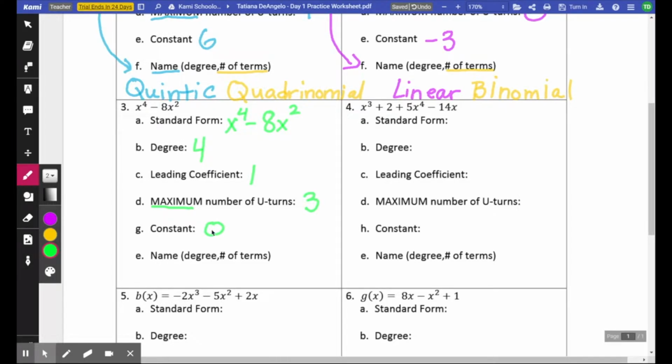Now again, we're getting to where it says name. The degree tells you what the name of the function is. So this is to the 4th power. This is a degree of 4. Therefore, it is a quartic function.